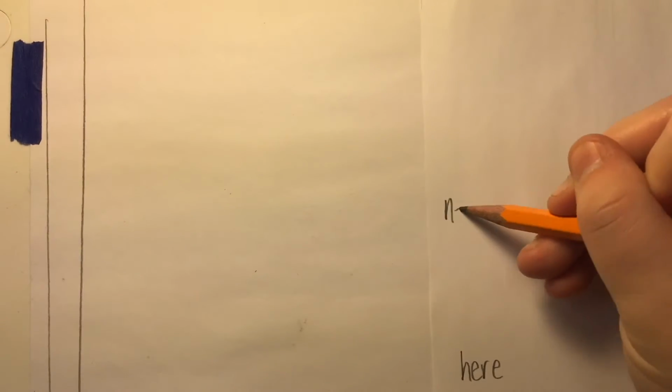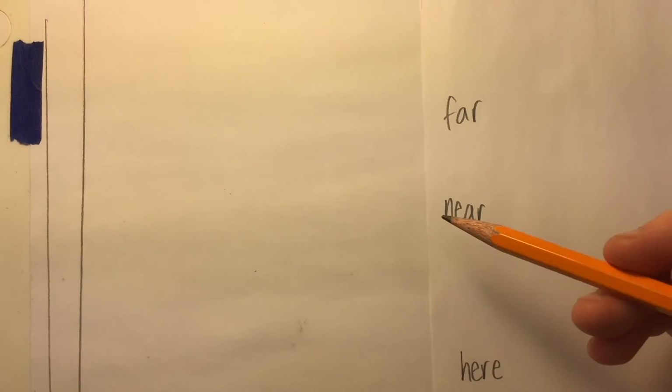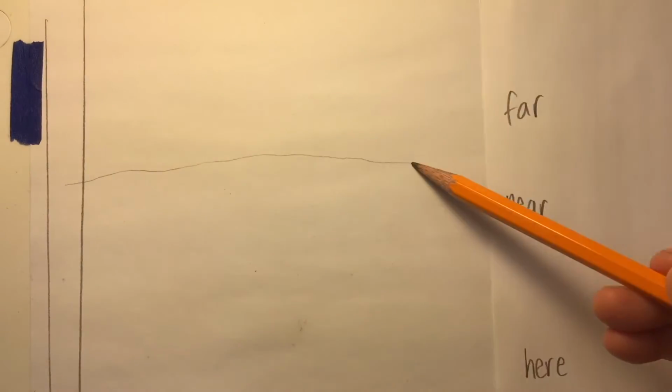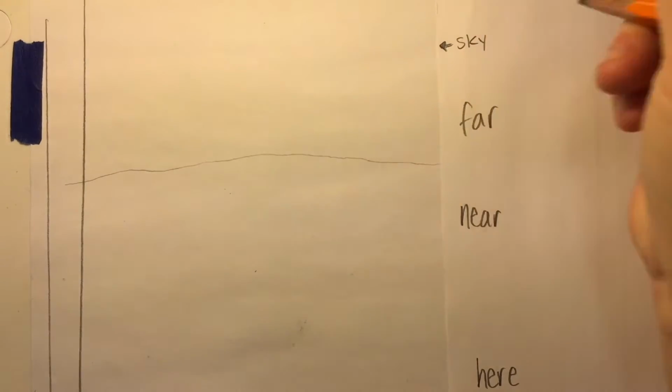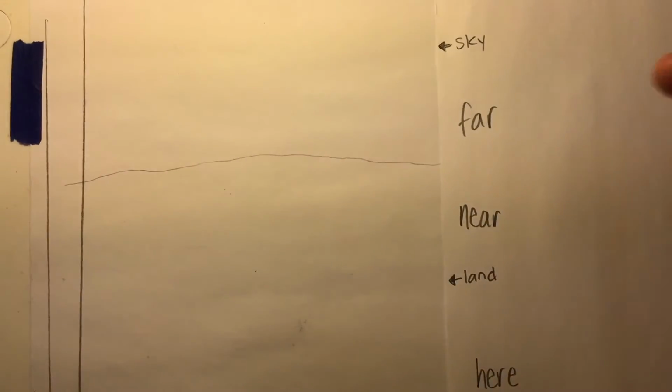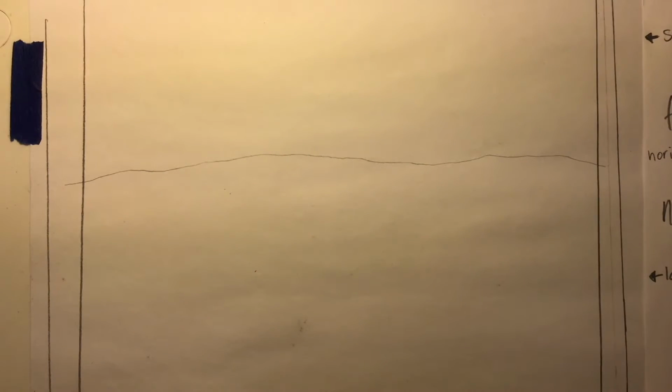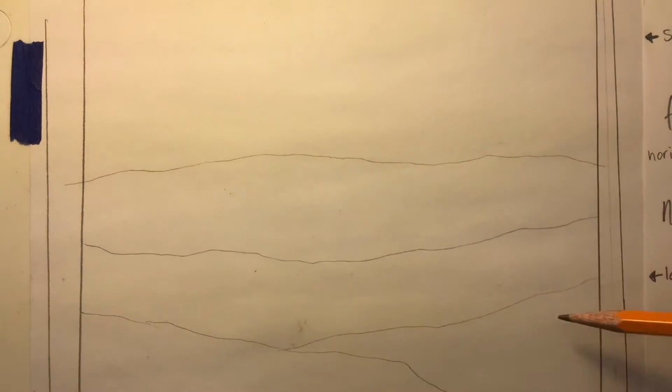First thing we need to do is establish our foreground, our middle ground, and our background. The next thing that I want to do is establish my horizon line. Your horizon line is where the sky and land meets. Now that I have my horizon line placed, I'm going to place where my foreground is, and I'm also going to place a middle ground. My horizon line is my background.